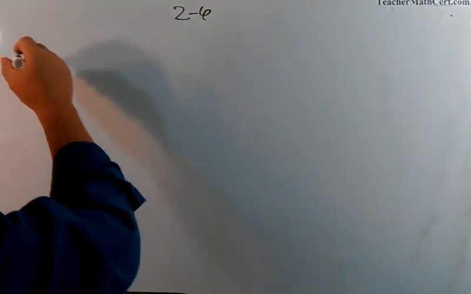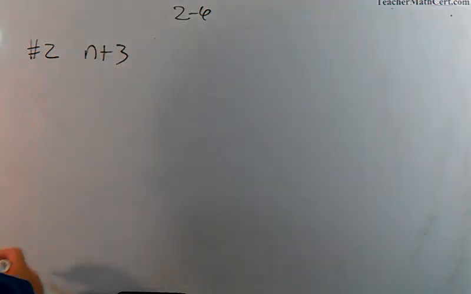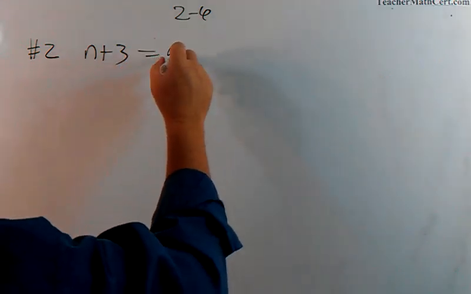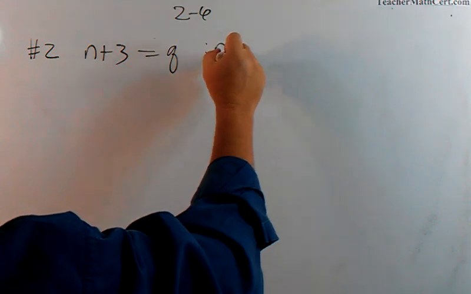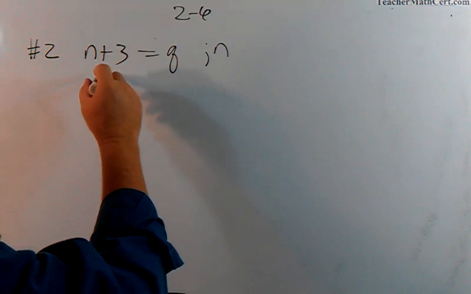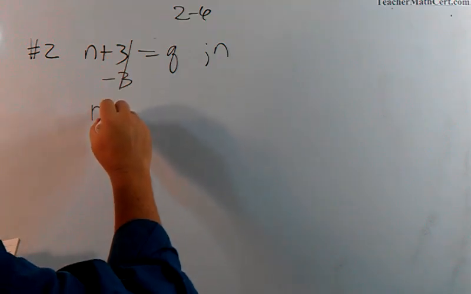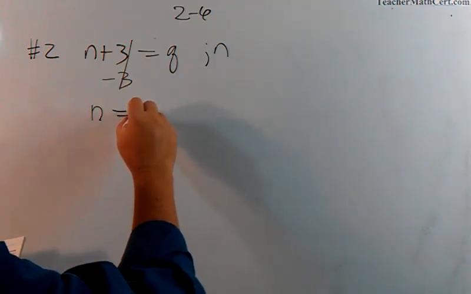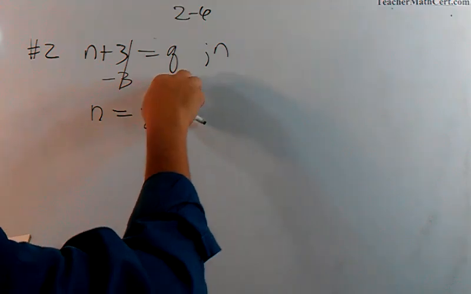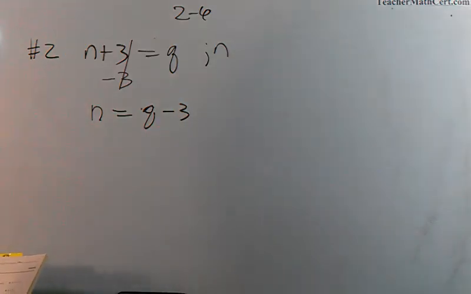Number 2. Let's see here. N plus 3 is equal to Q. Solve for N. How do we get N by itself on the left? We subtract 3. Okay? So we've got N. That goes to 0. Q on the left-hand side. What do? We subtracted 3, so we subtract 3 from the right-hand side.